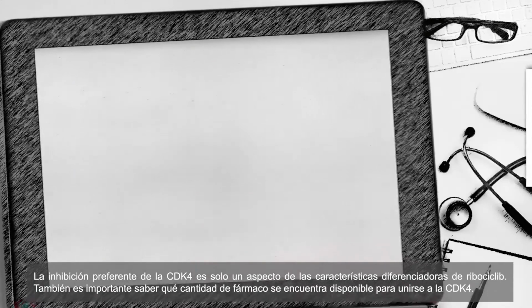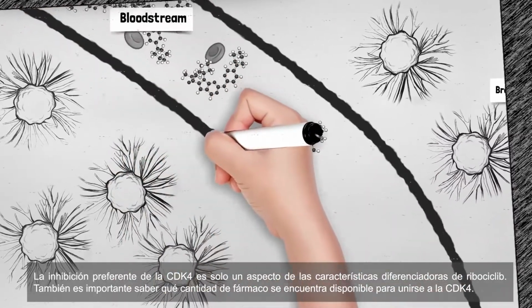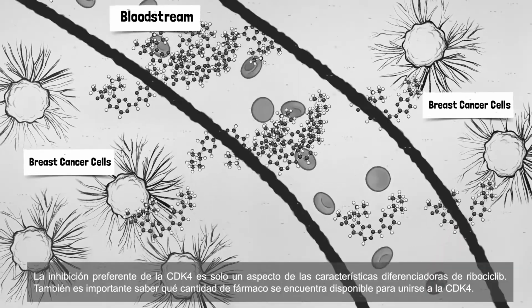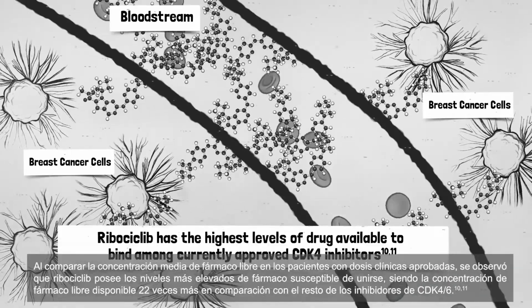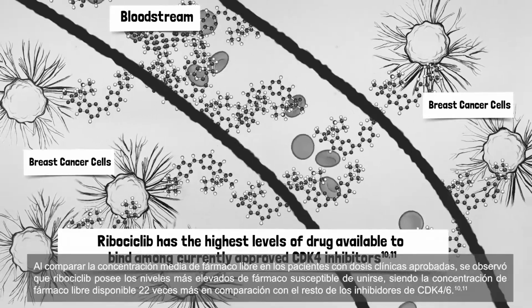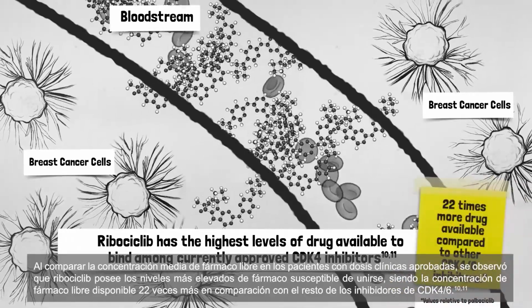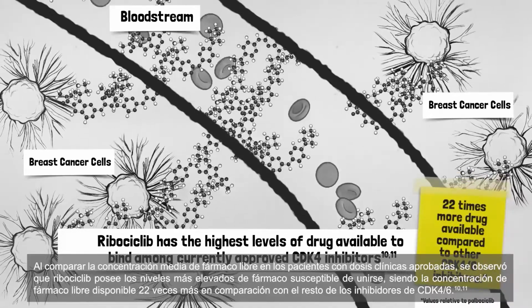Preferential CDK4 inhibition is only part of the differentiation story for ribociclib. It's also important to know how much drug is available to bind CDK4. When steady-state average unbound drug concentration in patients at approved clinical doses were compared, ribociclib was shown to have the highest levels of drug available to bind, with 22 times more free drug available compared to other CDK4/6 inhibitors.